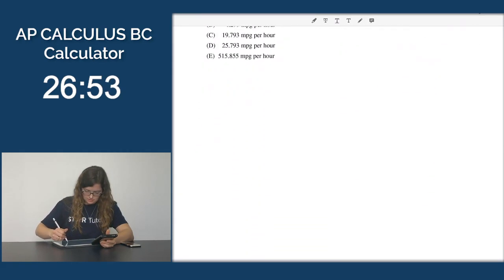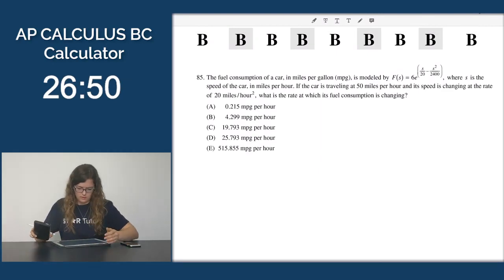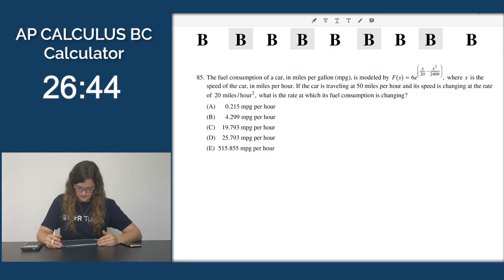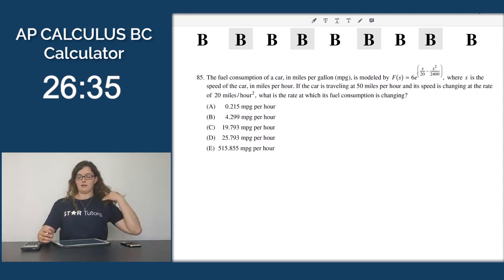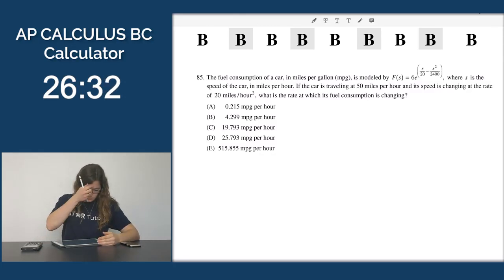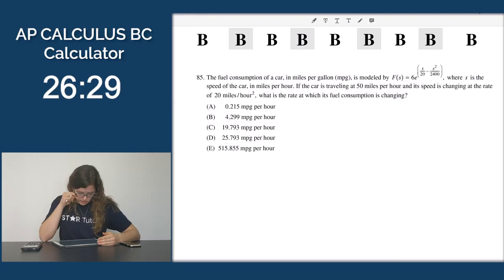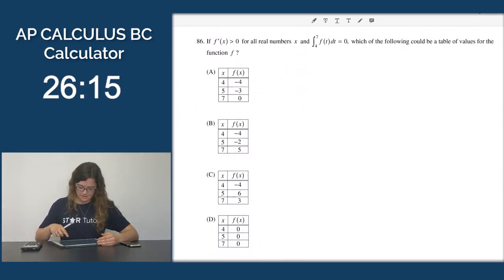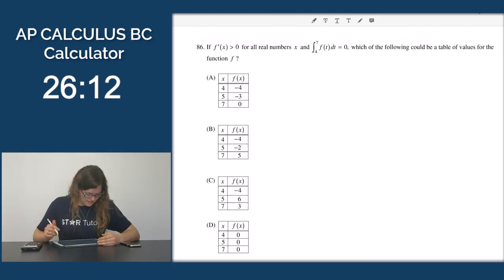Okay, 27 minutes left. So I think we're doing pretty good. 85. The fuel consumption of a car in miles per gallon is modeled by this, where S is the speed of the car in miles per hour. If the car is traveling at 50 miles per hour and its speed is changing at the rate of 20 miles per hour squared, what is the rate at which its fuel consumption is changing? That's a lot of words. I think I'm just going to skip this problem. That was just too much. I don't feel like doing that today. We're going to move on and do something else.